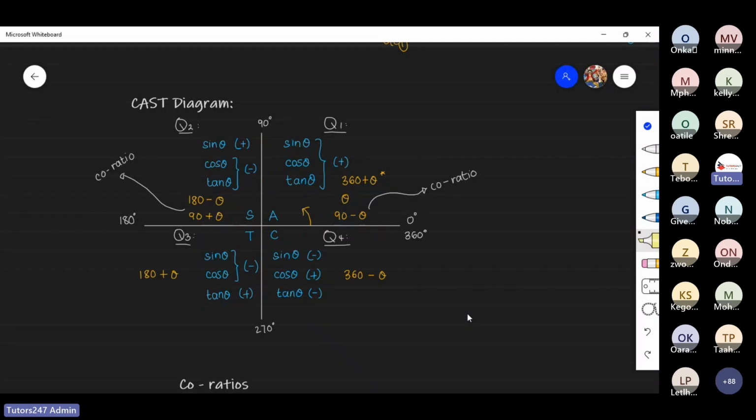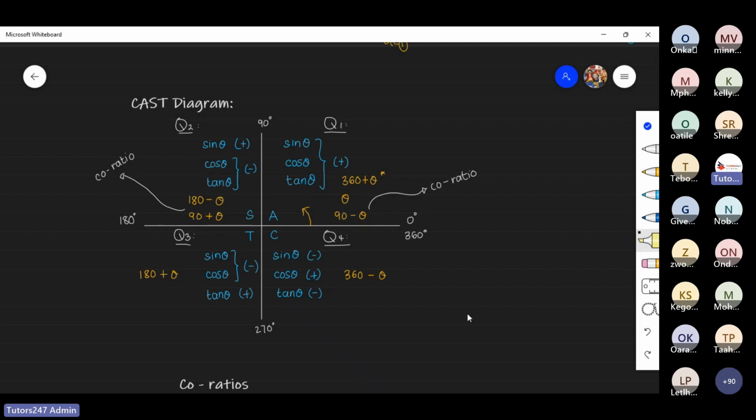If you look at quadrant 3, there's a little T in the corner, which indicates that only tan is positive, whereas sine and cos are negative. If you look at quadrant 4, we have C, which indicates that only cos is positive, whereas sine and tan are negative. Another important thing that we use our cast diagram for is reduction.